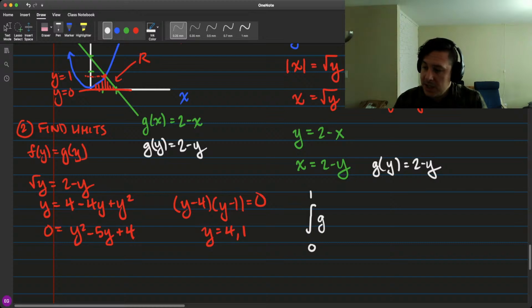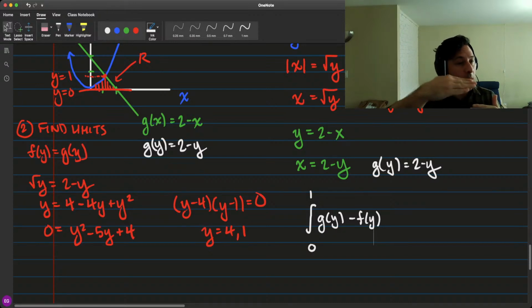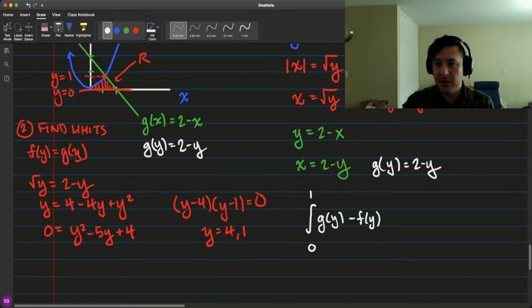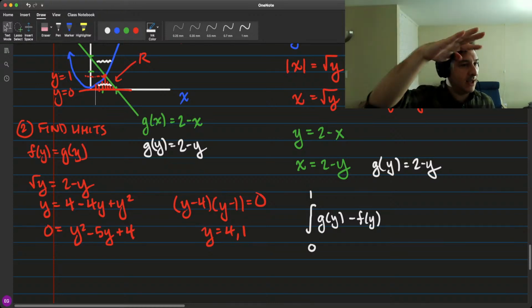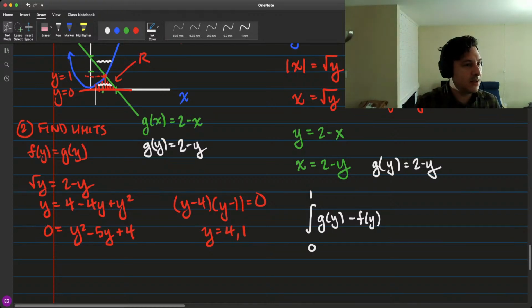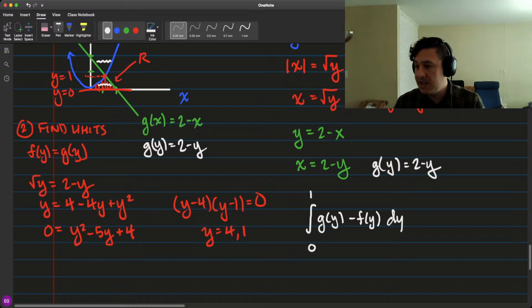So we're going to have g of y minus f of y. But notice, once you go past y equals 1, do you see how the roles change? The order is different depending on whether y goes from 0 to 1 or from 1 to infinity. After you go past y equals 1, the blue one is on top, which is why you have to be careful when you do this. Okay, and you get dy.